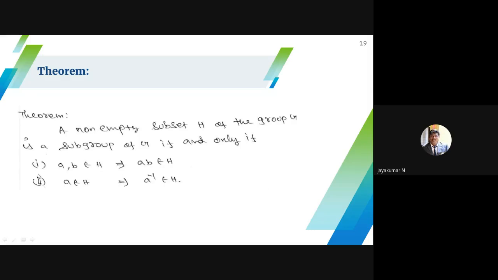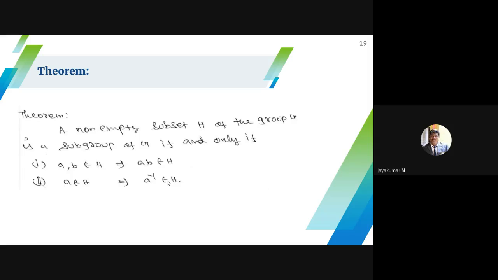What are the 2 axioms? The first one is the closure axiom. The second one is the inverse axiom. It is enough to show that the closure axiom is satisfied and the inverse axiom is satisfied, then directly I can say that the subset is a subgroup. So if you choose any two elements a, b from H, then a * b belongs to H. If you choose any element in H, the inverse element exists in H. That is, the first one is the closure axiom, the second one is the inverse axiom. If these two axioms are satisfied, then directly I can say that H is a subgroup.